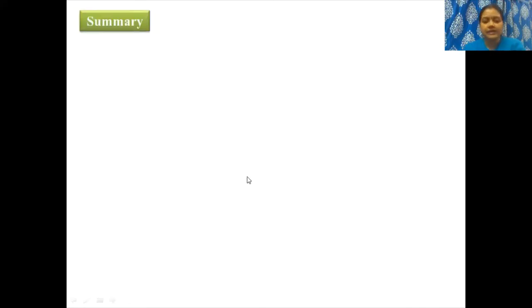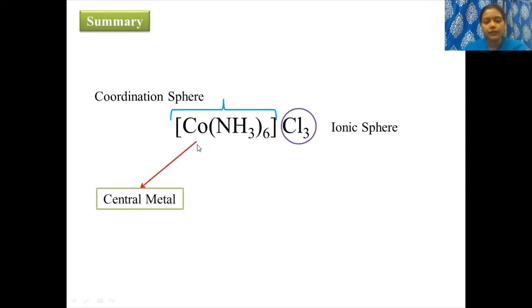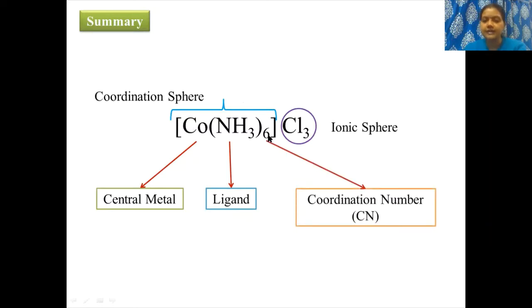Now we will summarize our whole chapter. We will take one coordination compound, that is [Co(NH3)6]Cl3. Here the part under the square bracket is known as the coordination sphere. The three chlorine atoms are present in the ionic sphere of the cobalt. Here cobalt is the central metal, NH3 is the ligand, and six NH3 molecules are attached to cobalt, so the coordination number is 6.